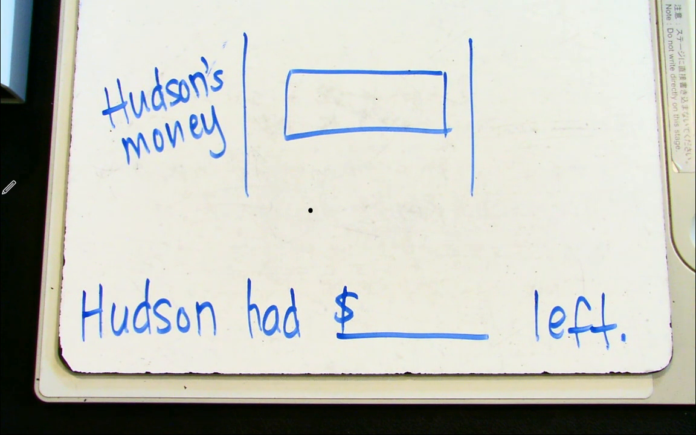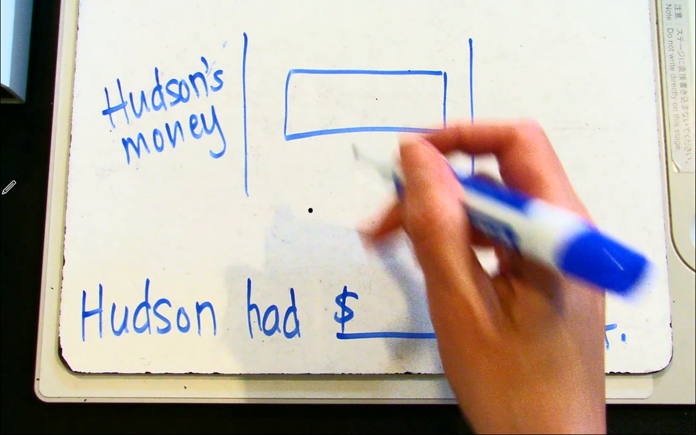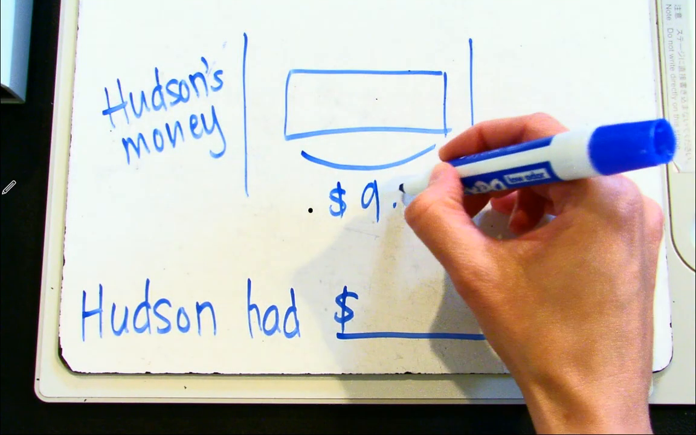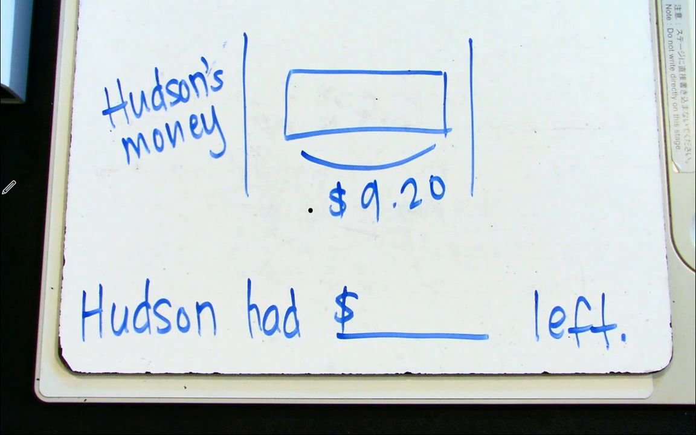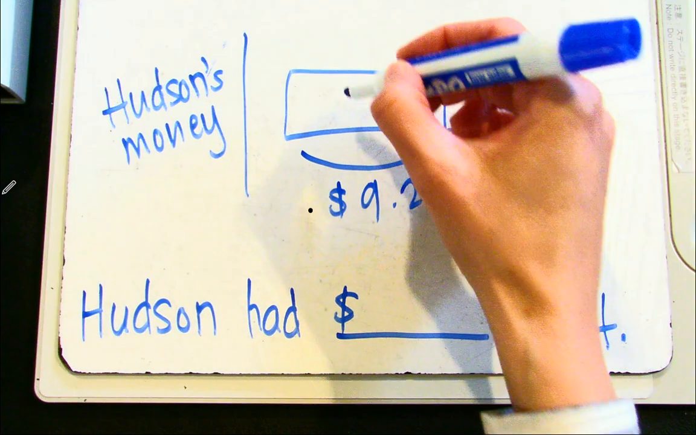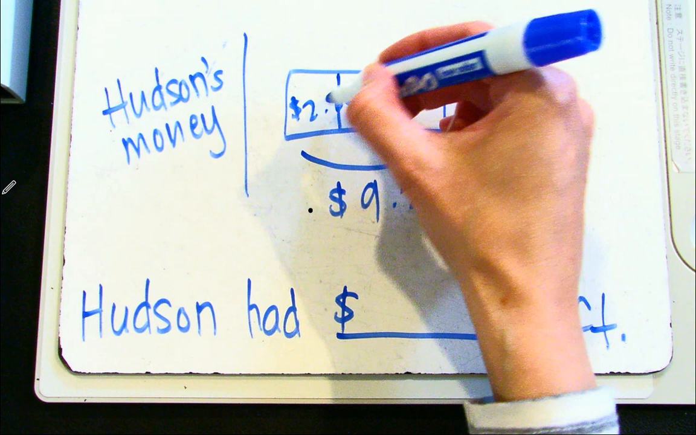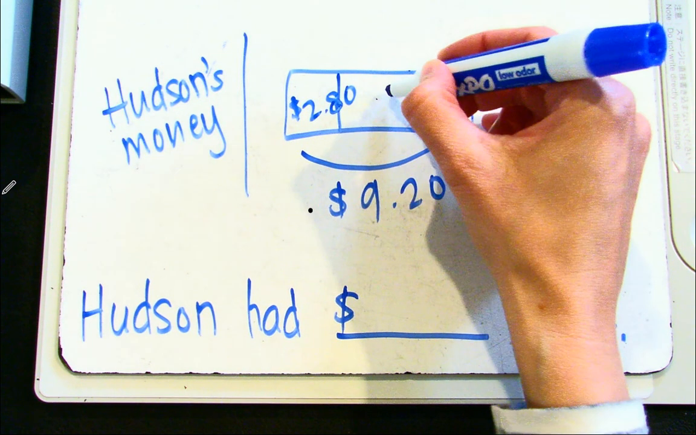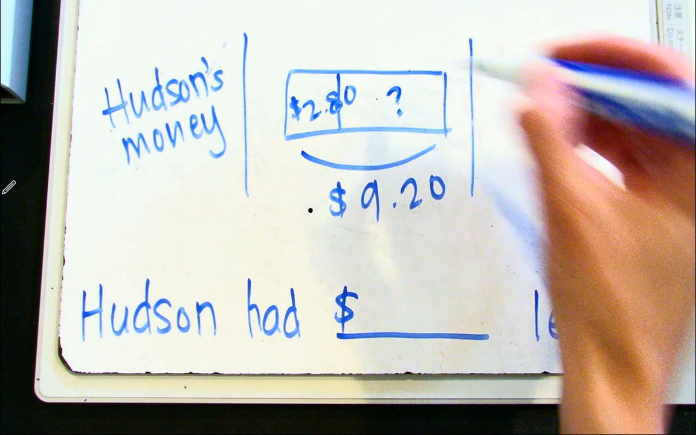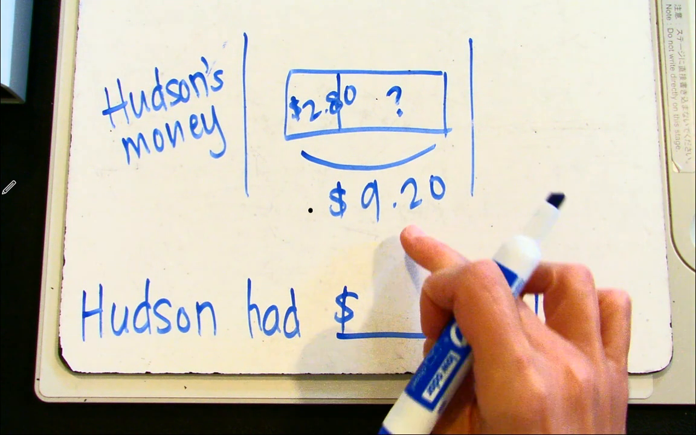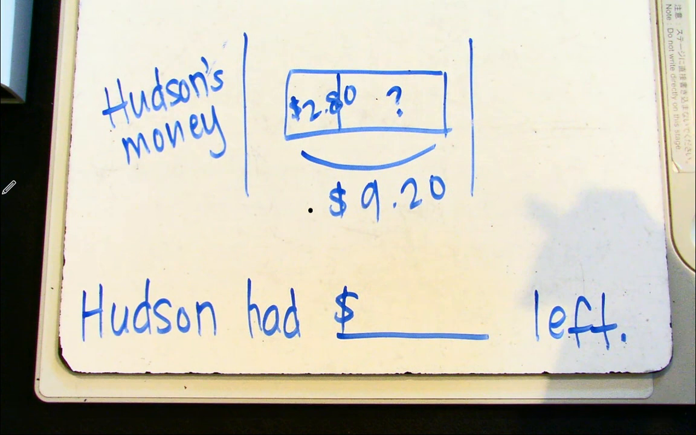Well, let's see. With this one, they are giving us the whole number to start with. So Hudson had this much money, and then he bought a t-shirt that cost $2.80. And then he had some money left. And so that's where our question mark is going to go. We're trying to find out how much money Hudson had left. So here's our whole number. Here's one of the parts. We're trying to find the missing part. We're trying to find what goes there.